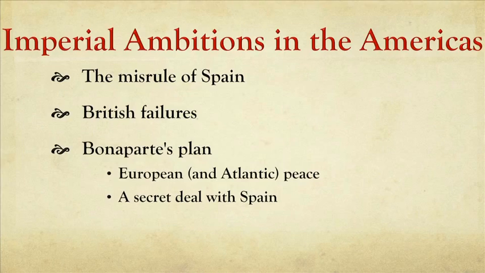Part 2. He has to cut a secret deal with Spain in which Spain agrees to return Louisiana back to France. But it has to be done secretly so that this can be unveiled at just the right moment without completely alarming all the people who might try to oppose this deal.